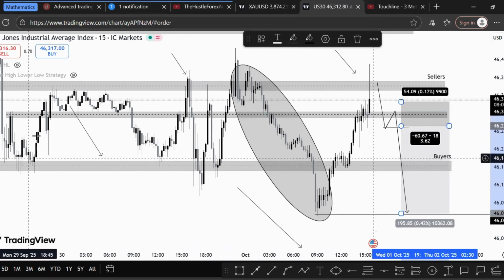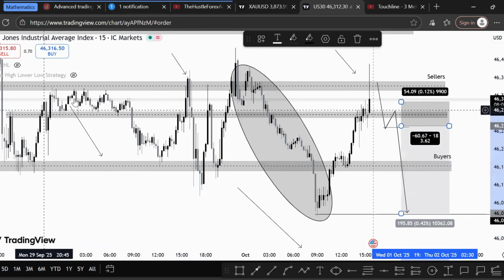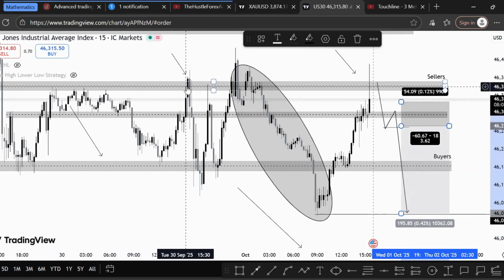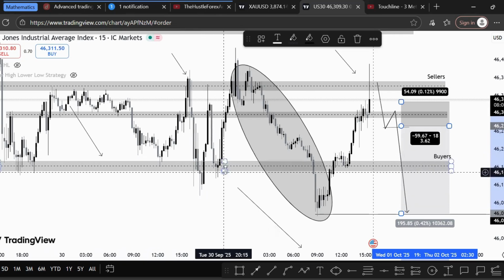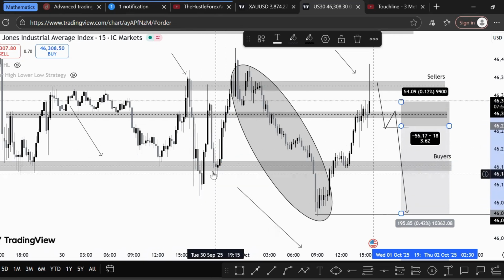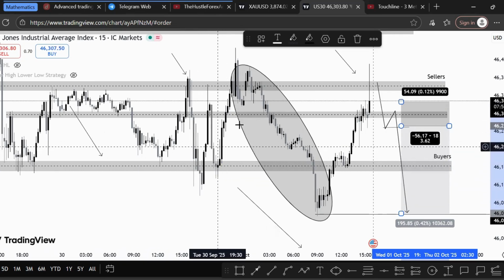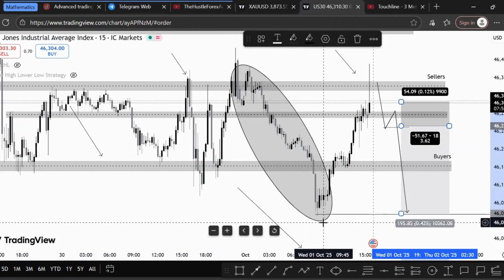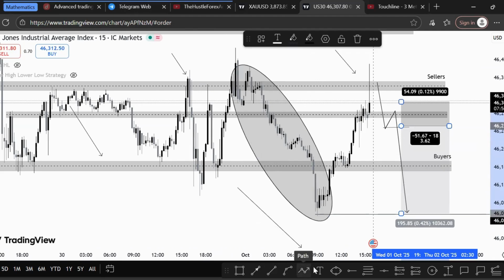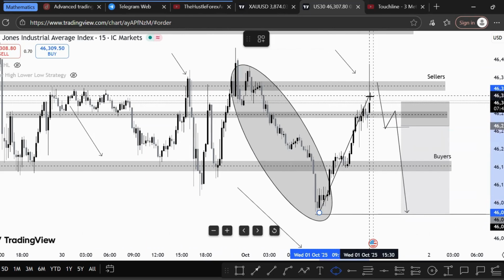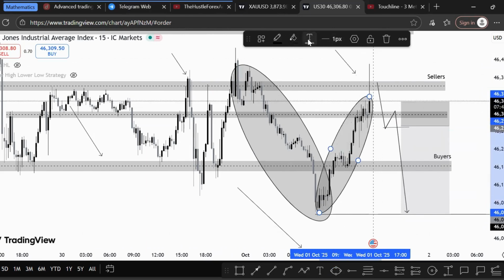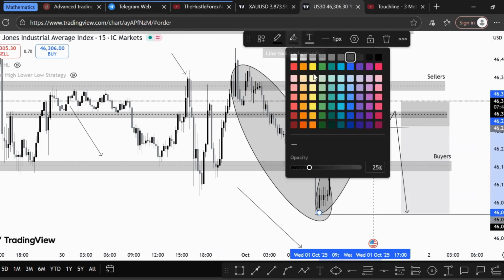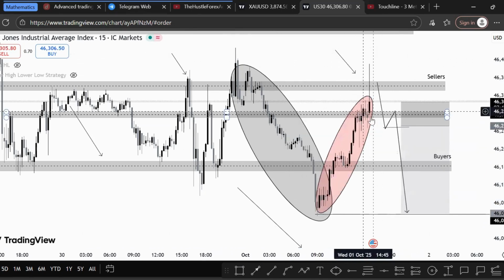It created the level the first time, and then it tested the level a second time, and broke below this level. The buyers started to get off little by little, and then price came back and broke below just to give us that indication which was happening. And now this here can be a correction. This here can be a correction. This here can be a correction.